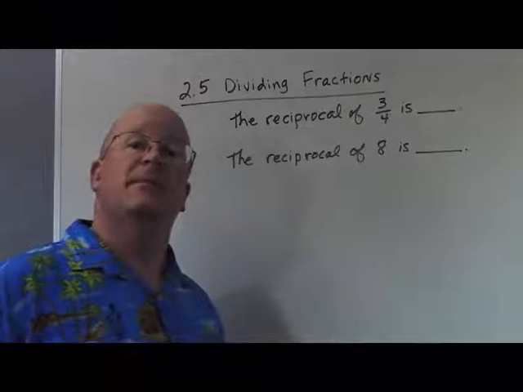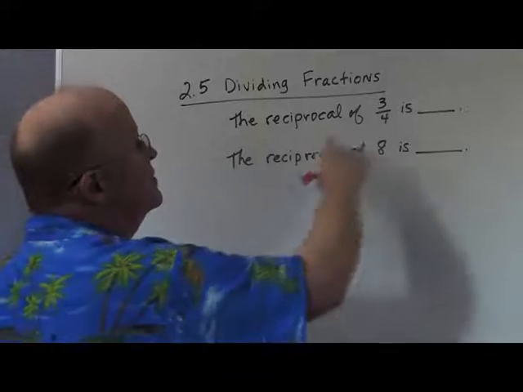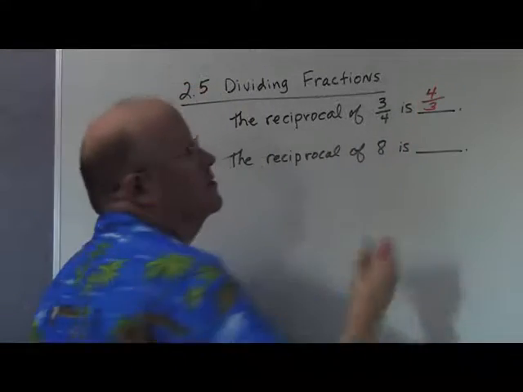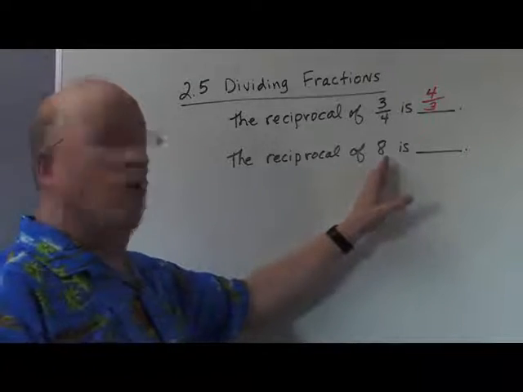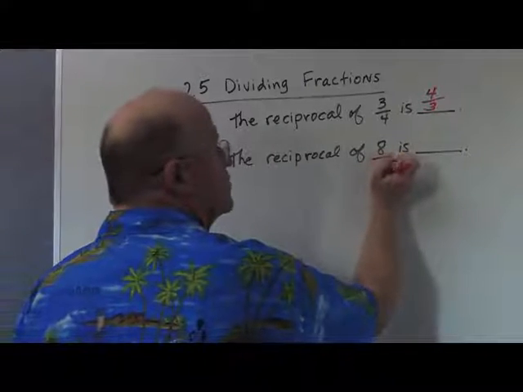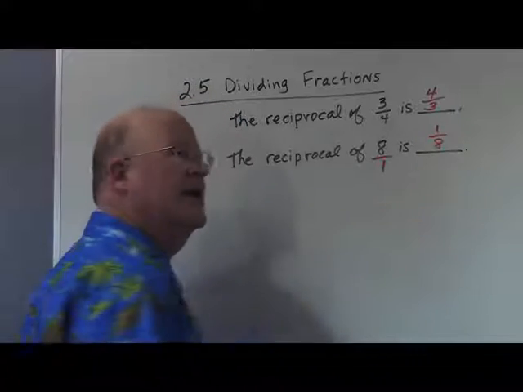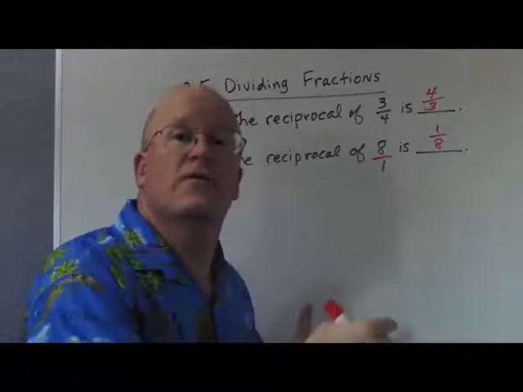We begin our study of dividing fractions by looking at what reciprocals are. The reciprocal of 3/4 turns out to be the fraction 4/3. Basically, we've flipped the fraction over. If I have a whole number such as 8 and I need to find its reciprocal, 8 over 1 flips over, so to speak, to become 1 over 8. The reciprocal of any number is 1 over that number.